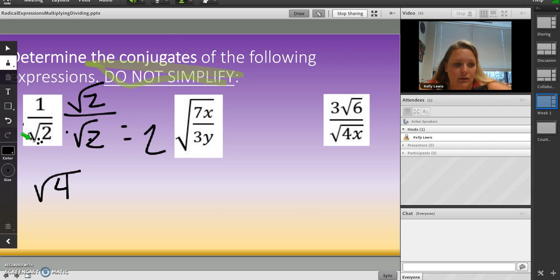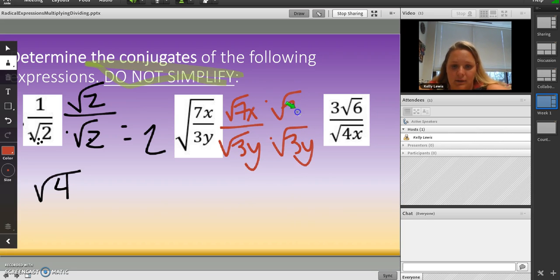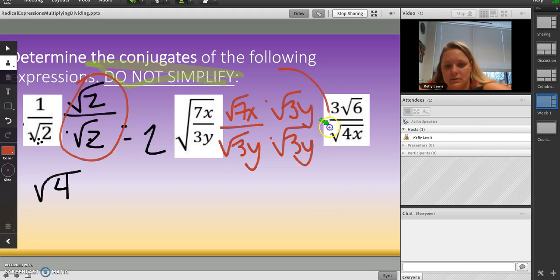Over here, this is really square root x, square root 7x, square root 3y. I'm going to multiply this guy by square root 3y on the top and bottom. And square root of 2 over 2 is 1, even though it's kind of crazy complicated. Square root 3y over square root 3y is also 1. And I can multiply anything by 1, and so get this out.